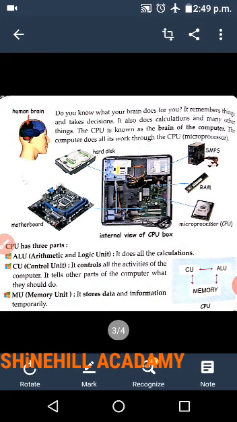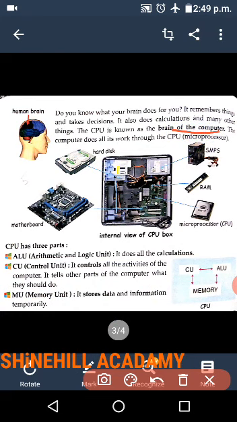So the brain is important for our body. Like that, the CPU is very important to the computer. Without the CPU, the computer cannot do any work. So the CPU is the brain of the computer.